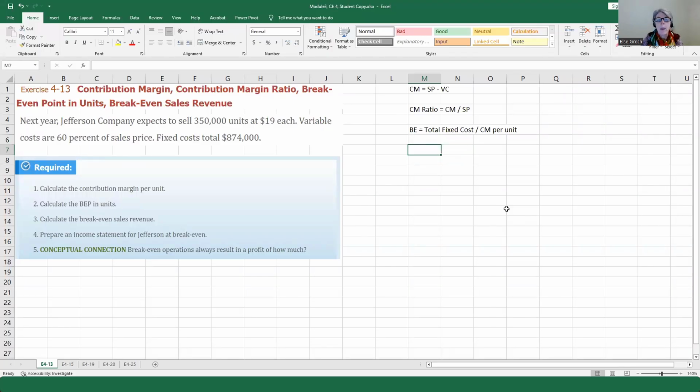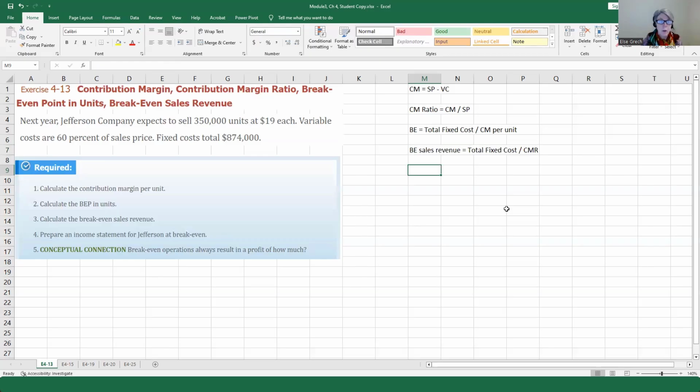All right. And the break-even in sales revenue, that's a little bit different. The break-even in sales revenue is equal to the total fixed cost, I'm still spelling it wrong, total fixed cost divided by the contribution margin ratio. So I'm just going to add that R there. So now we know how to calculate all of these things. We can calculate them right here.